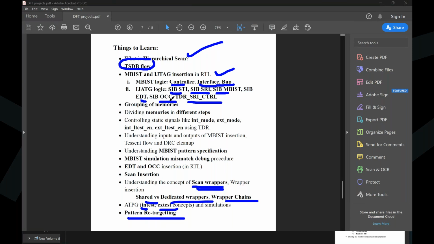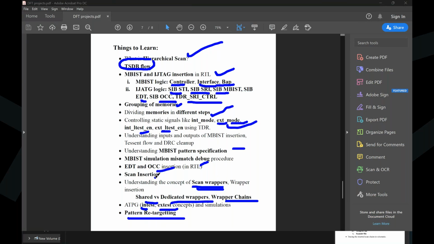We'll do the grouping of memories, and we'll also practically divide the memories into different steps. We will control various static signals using TDR. What is TDR? You'll be able to understand it later. In the same way, MBIST pattern specification and MBIST simulation mismatch, and then EDT and OCC insertions.